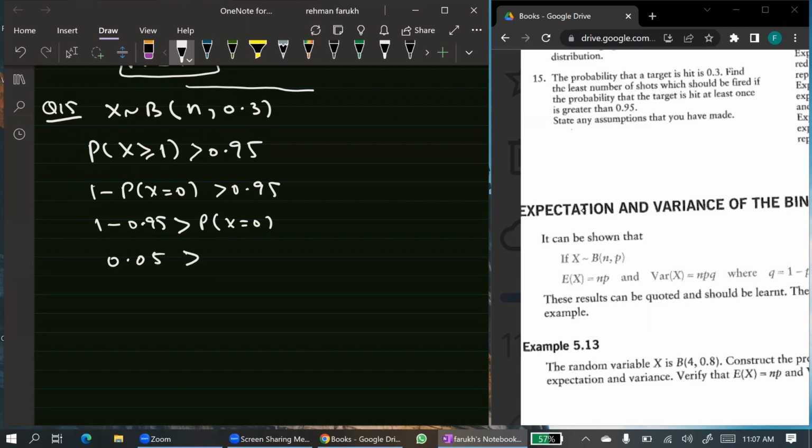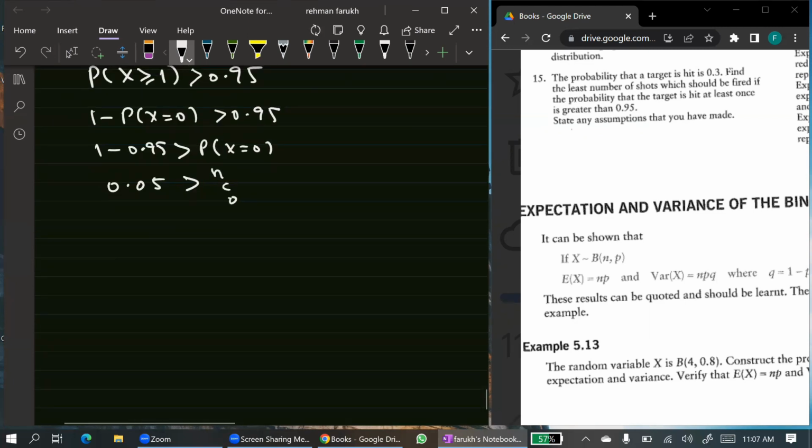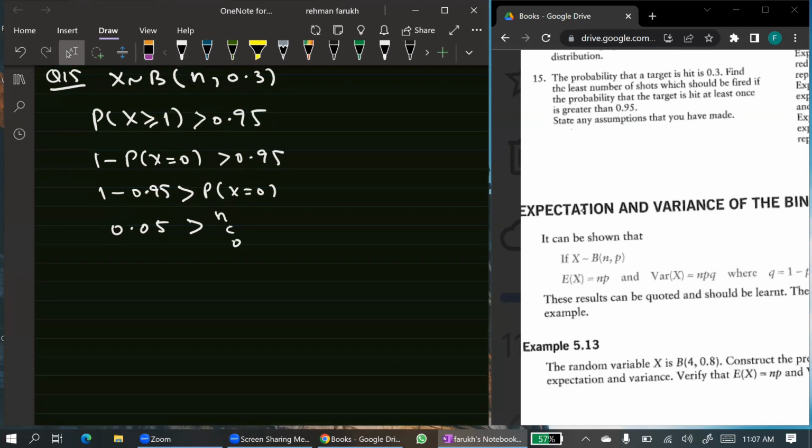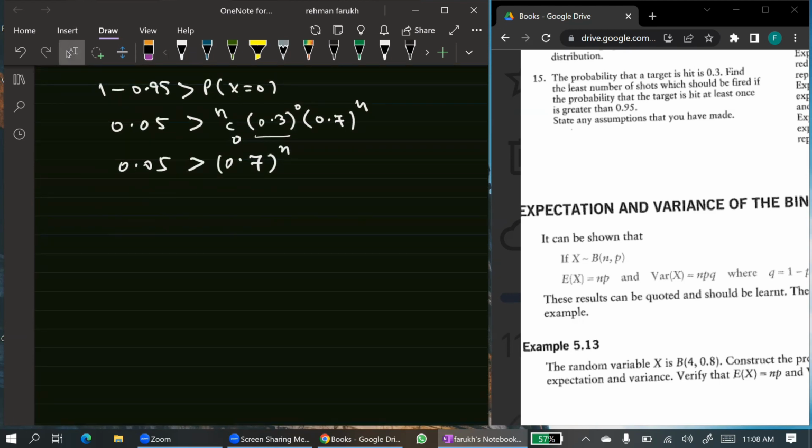0.05 is greater than nC0, where n is unknown. Now there are 0 successes and the probability of success is 0.3, so 0.3 power 0. The probability of failure is 1 minus 0.3, that is 0.7 power n. Now 0.05, nC0 is 1, 0.3 power 0 is 1, and 0.7 power n. Now you can see that the power is unknown.